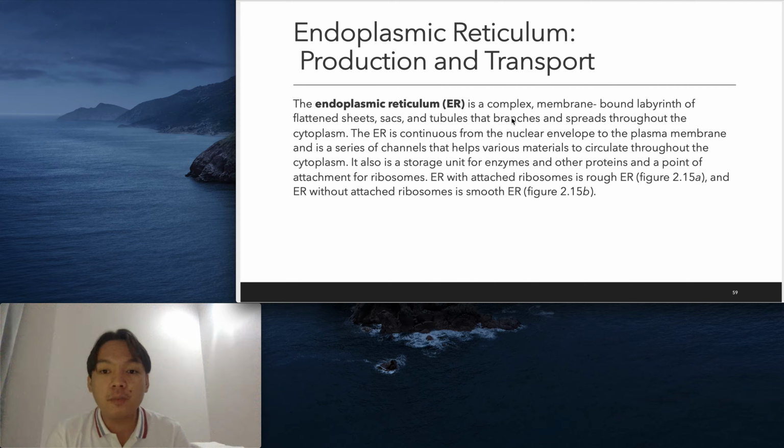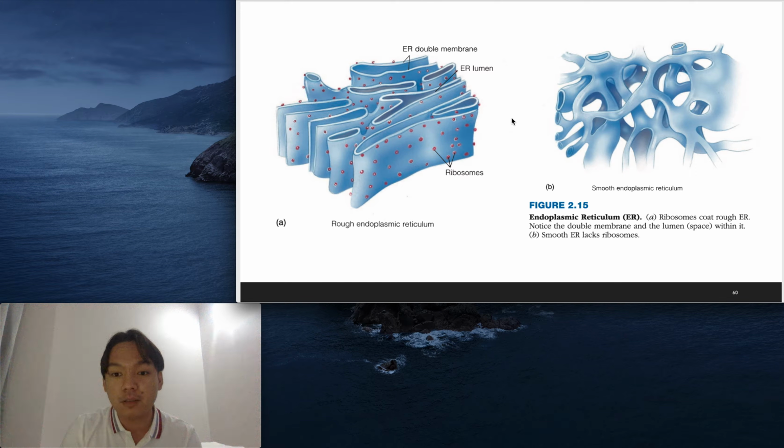The endoplasmic reticulum is a complex membrane-bound labyrinth of flattened sheets, sacs, and tubules that branches and spreads out through the cytoplasm. It acts like a railway for your ribosomes. Coming from the nuclear envelope going to the plasma membrane, it has a series of channels that helps various materials circulate throughout the cytoplasm. It also stores enzymes and proteins and serves as a point of attachment for your ribosomes. When they are attached with ribosomes, we call them rough ER, and when they are without ribosomes, we call them smooth ER, like this example.